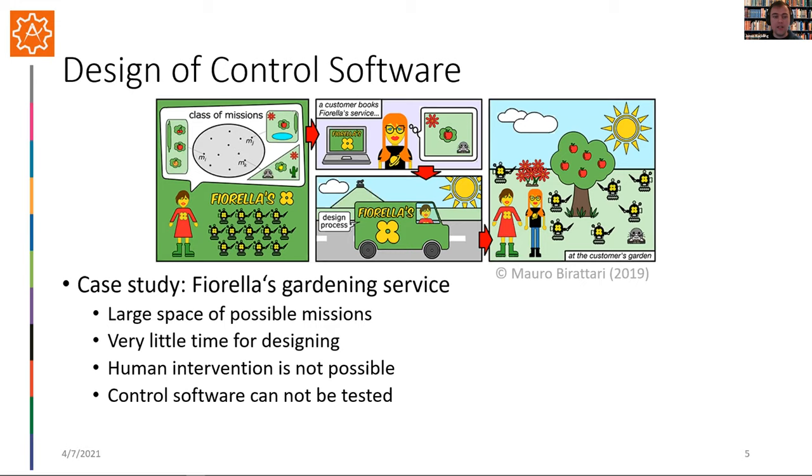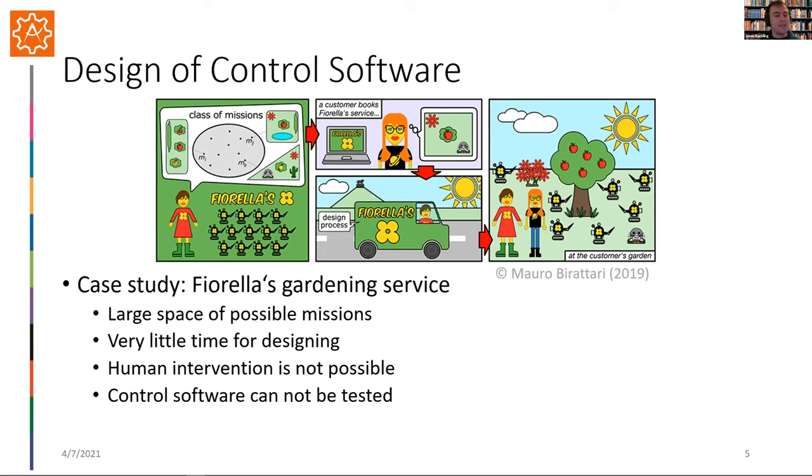Then human intervention is not really possible in this context, mostly because Fiorella is just starting her startup. She's the only employee in her company, and she is busy driving around and supervising the swarms at the customer's garden. So she cannot take the time to also oversee the design process.